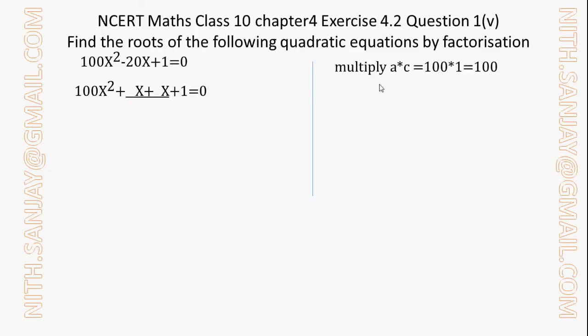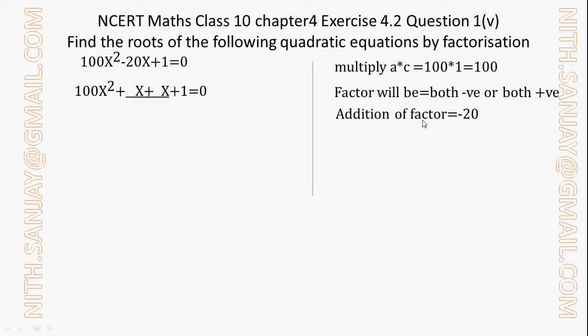So what we will do is, first of all, we will multiply a and c, meaning we will multiply the coefficient of x square, which is 100, and this constant term, which is 1. So when I multiply 100 with 1, I will get positive 100. So from here I can very easily say that if I want a positive multiplication of two numbers, then both those numbers should either be negative, or both should be positive.